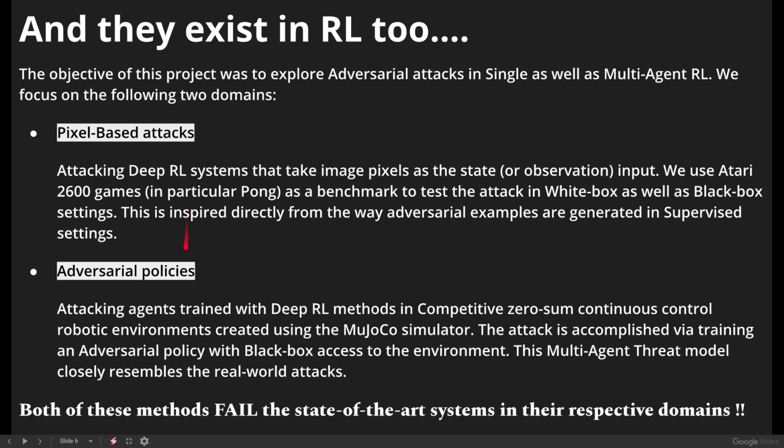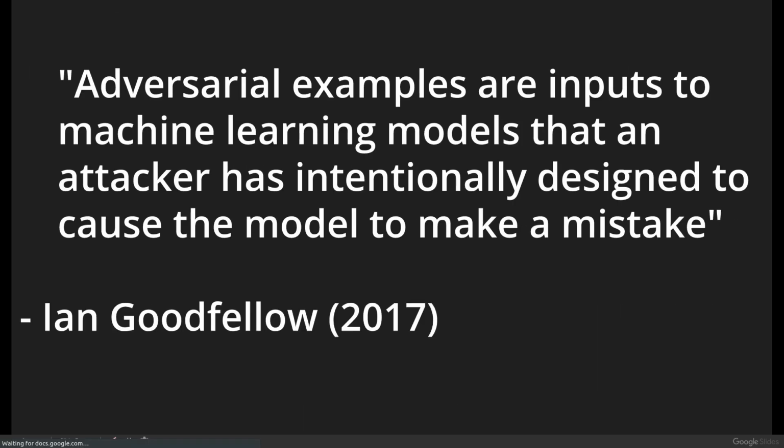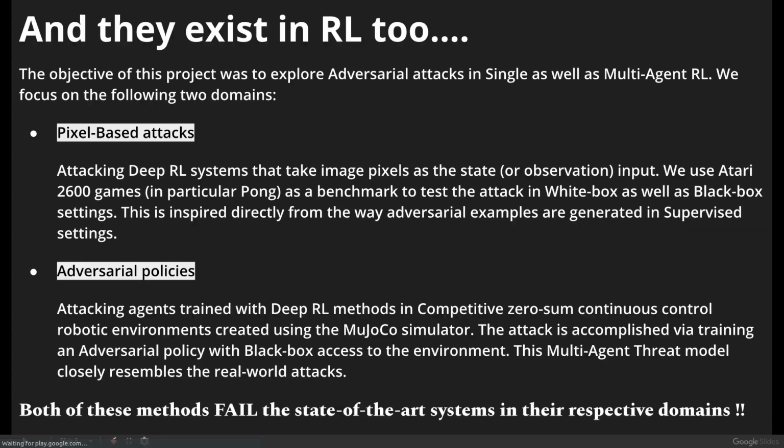Broadly, we discuss two scenarios. First is the pixel-based attacks. This attack method is inspired directly from the way adversarial examples are generated in the supervised settings, exactly the same as this one. We attack deep RL systems that take image pixels as the state or observation input, using the Atari 2600 games as a benchmark in white box as well as black box settings. Informally, white box means that the adversary has complete information about the agent, and black box means that the information available is limited.